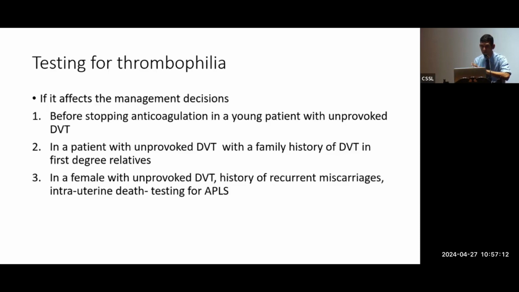And in a female patient with unprovoked DVT who has a history of recurrent miscarriages or a history of intrauterine death, you should test for antiphospholipid syndrome. Again, because the diagnosis will alter the anticoagulants that you prescribe for these patients.